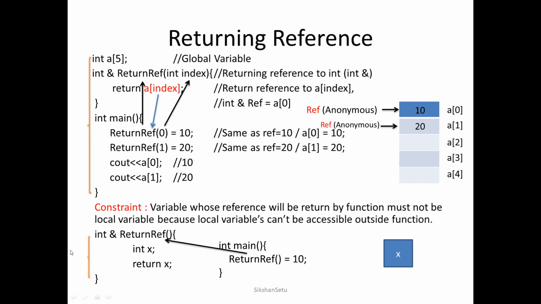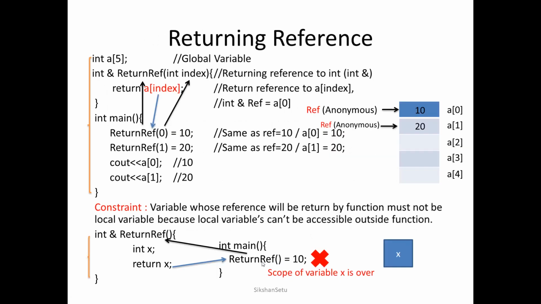Now if I am returning the reference of this particular variable x, it will be given back, and the meaning here will be x equals 10. But the problem is this x is only accessible within this local function. It cannot be accessed, because when the bracket closes, the memory will be removed. So x cannot be accessed over here, and it will prompt an error because of the scope problem.